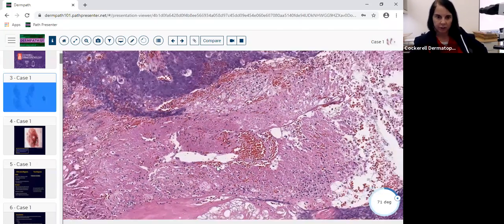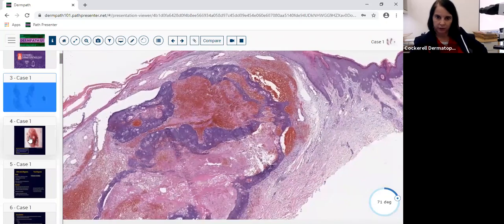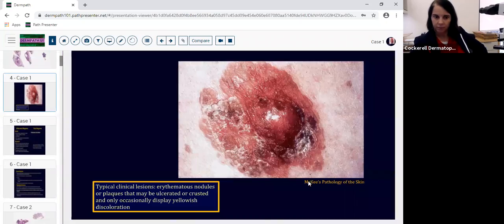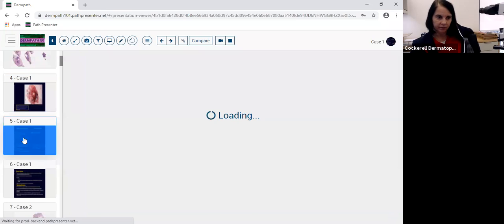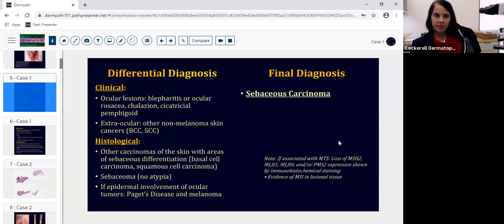And that's what this turned out to be. The clinical photo is very, very nice here. We're showing a typical erythematous nodule or plaque. They may be ulcerated or crusted, and they don't often display that yellowish appearance that we hope to see, but we don't in this lesion. Clinically, you'll have ocular lesions and extraocular lesions. They sometimes mimic blepharitis, ocular rosacea, chalazion, cicatricial pemphigoid, and other non-melanoma skin cancers like BCC or SCC.